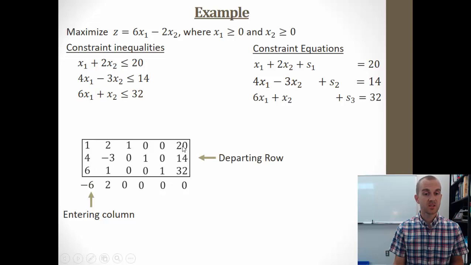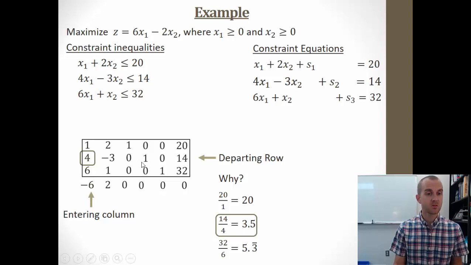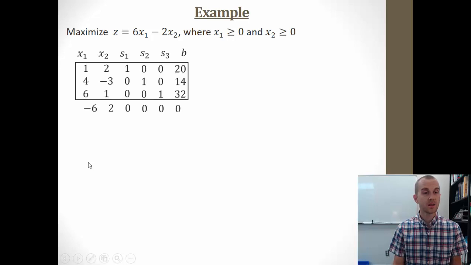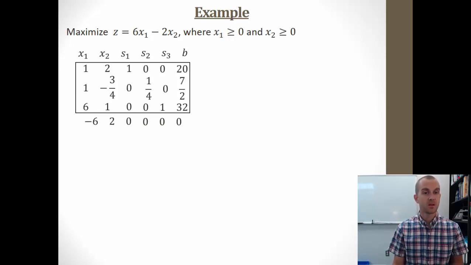Why? Because if I check each b value divided by each value in my first column, I'll see that the first row gives me 20, the second row gives me 3.5, and the third row gives me 5 1/3. Well, 3.5 is the smallest value, so that's the value I want to pivot. So what I like to do is make that become the true pivot. I turn it into 1 to start with. So I'm going to multiply that entire row by 1/4.